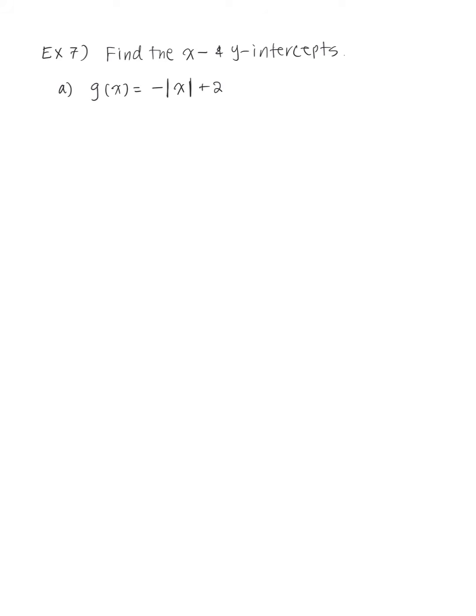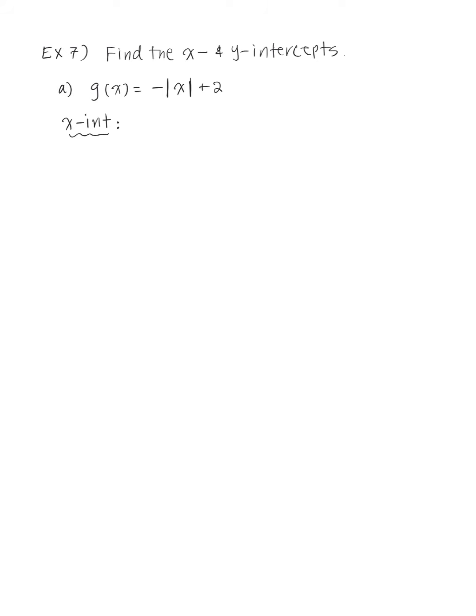All right, now let's play this game. Example 7, find the x and y-intercepts of g of x equals negative absolute value of x plus 2. Now, we talked about what the x and y-intercepts are in the previous section. X-intercept is where the graph is going to touch or cross the x-axis, and similarly for y. Now, do you remember how to find x-intercept? So in order to find x-intercept, you have to set y equals to 0 and then you solve for x. And to find the y-intercept, you're going to have to set x equals to 0 and then you solve for y. So let's first start out with the x-intercept.